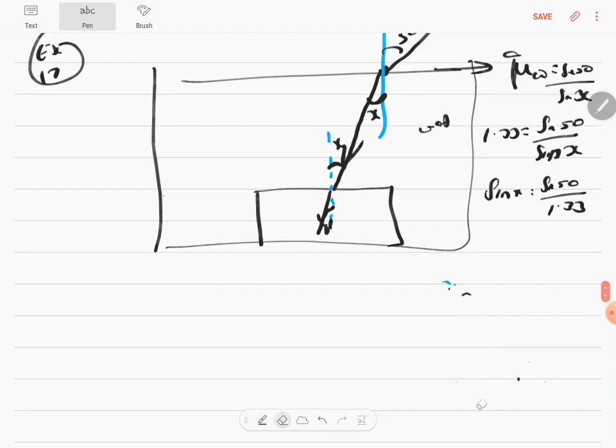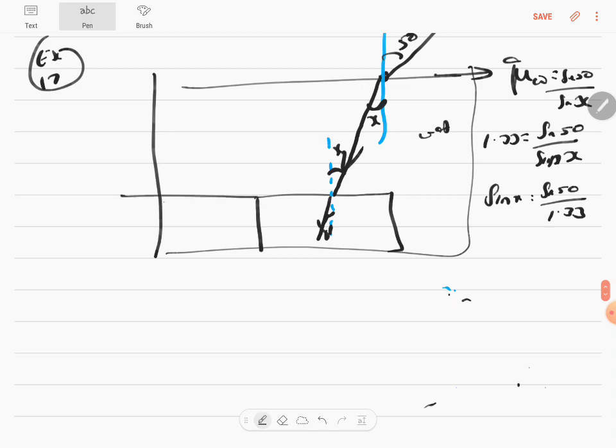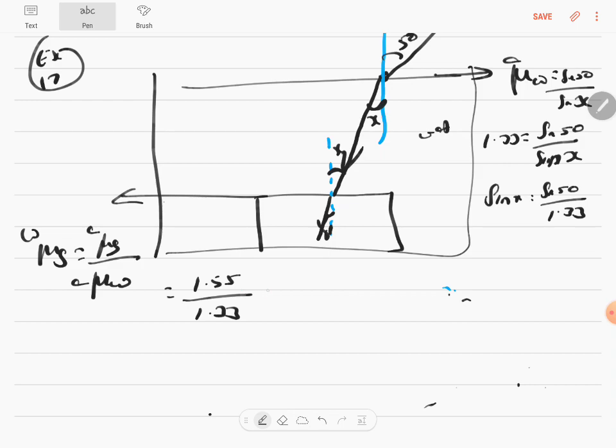Once you get sine X, you go to this surface here, glass surface, sorry. Go to this surface where you have glass with respect to water, because the light ray is entering from water into glass at this face, which will be mu of glass by mu of water, both of them with respect to air. Mu of glass is 1.55, mu of water is 1.33, which is equal to sine I by sine R, which is sine X by sine R dash. This is the angle of incidence, and this is the angle of refraction at this face. You would have found sine X from here, you can substitute and hence find sine R dash.